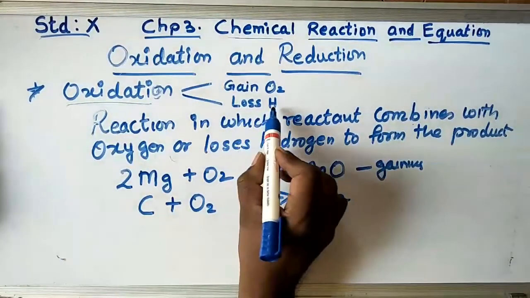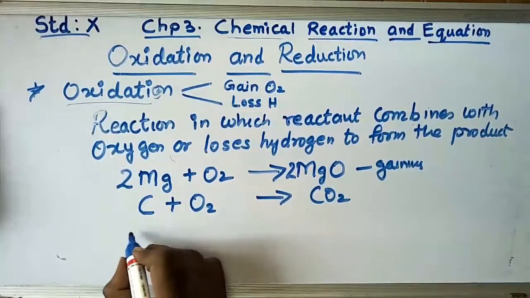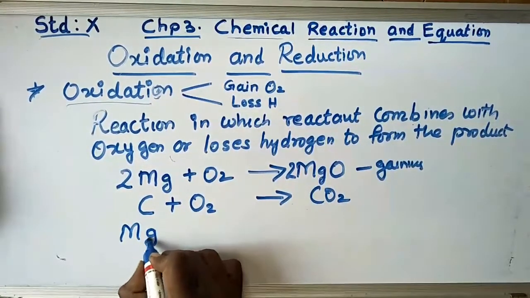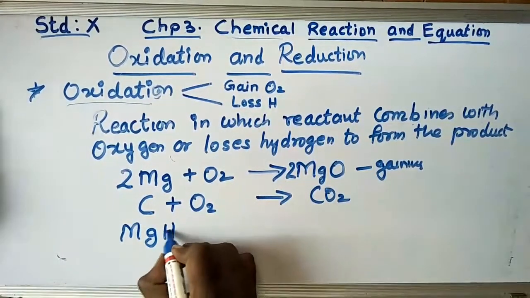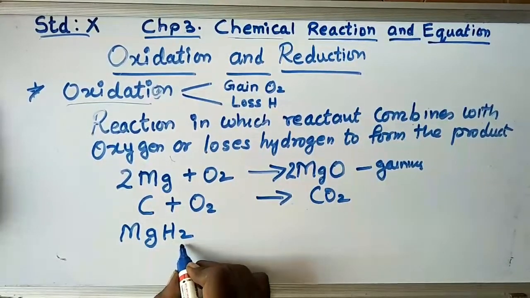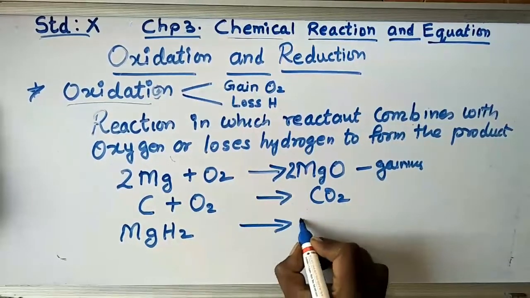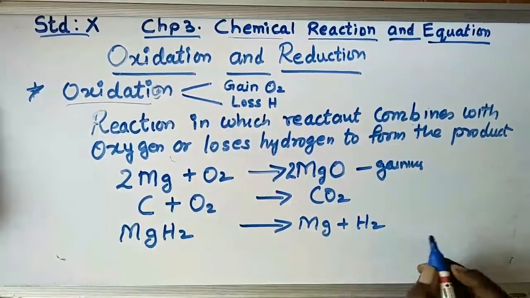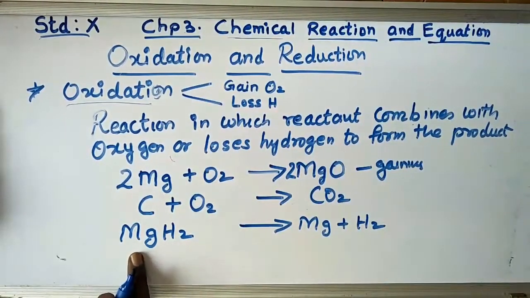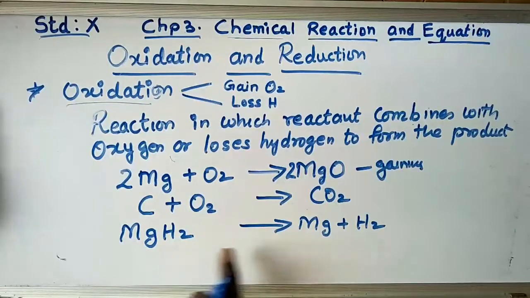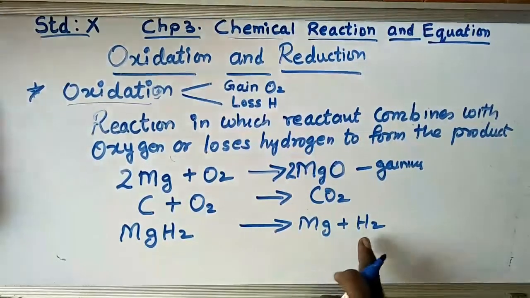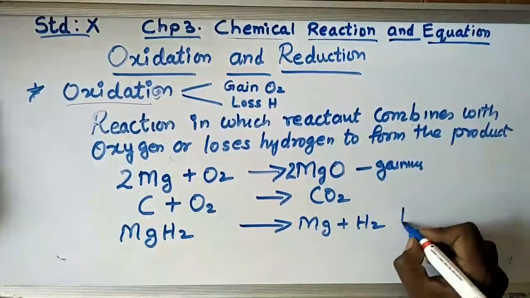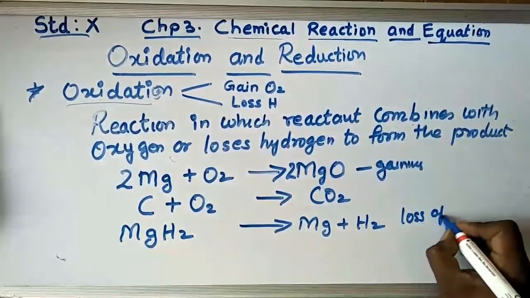Now next is loss of hydrogen. Now in the reactant, MgH2 is there, but in the product, this Mg and H2 separate. That means Mg is with hydrogen in the reactant, but in the product, the Mg and hydrogen are separated. That means there is a loss of hydrogen.